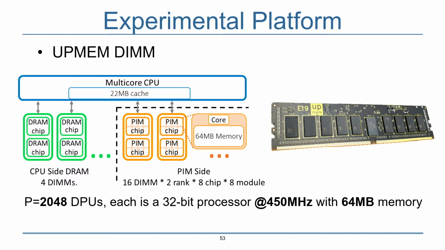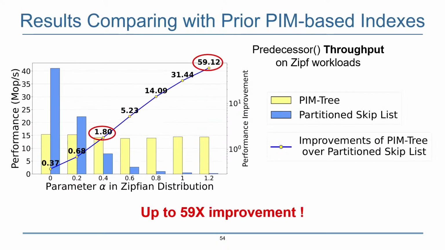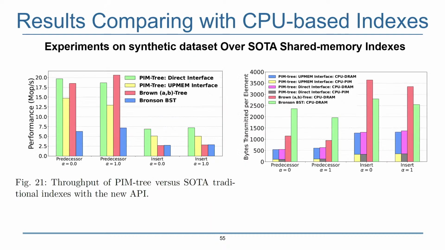And recall that this is an experimental platform we have, and P is 2000 here. So log_B P is just 1. It's actually smaller than 1. It's 2000 PIM modules running at 450 megahertz with 64 megabytes of local memory. And this is covered. It's clear that we should be faster in the skewed case because partition solutions are really bad in this case.